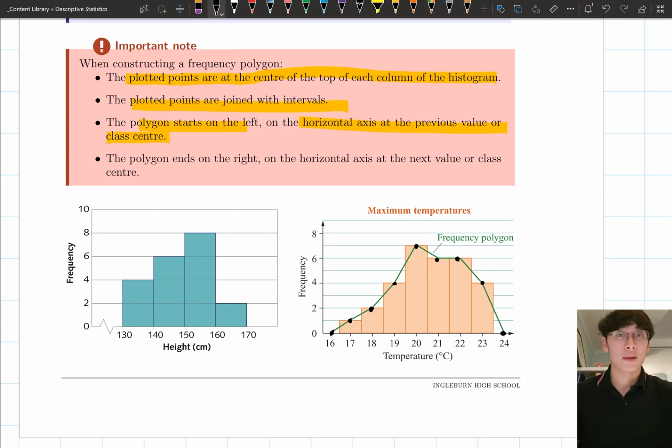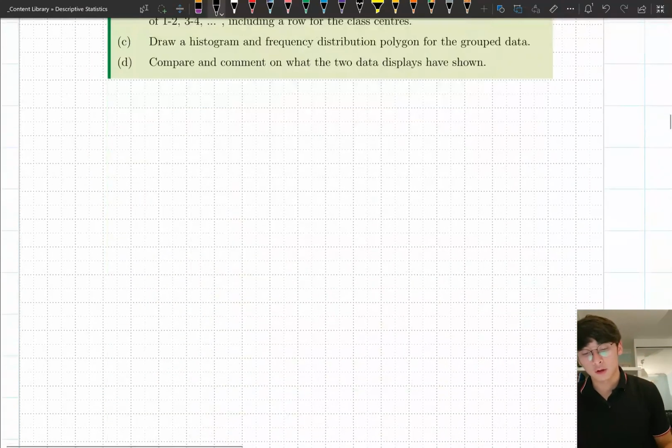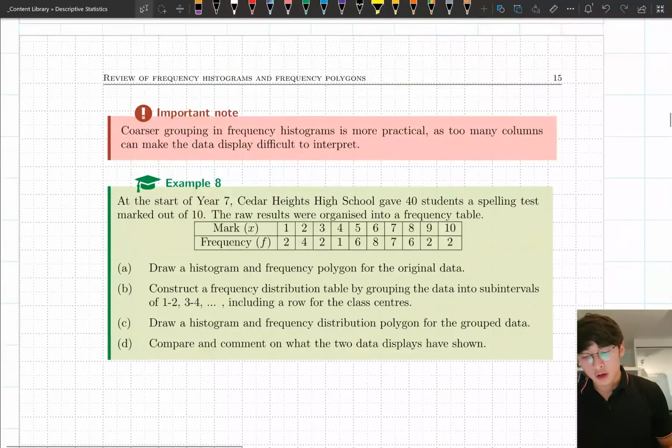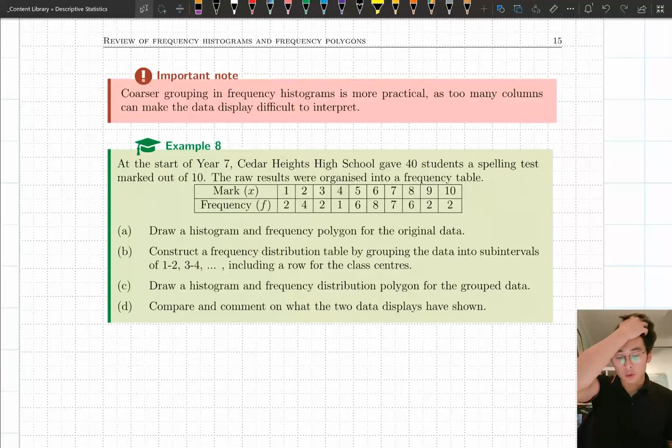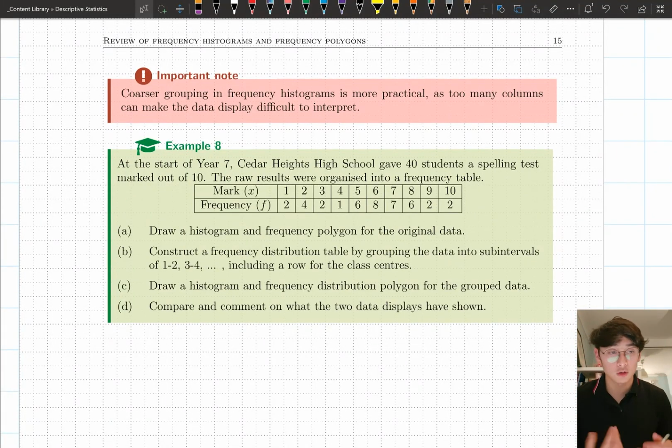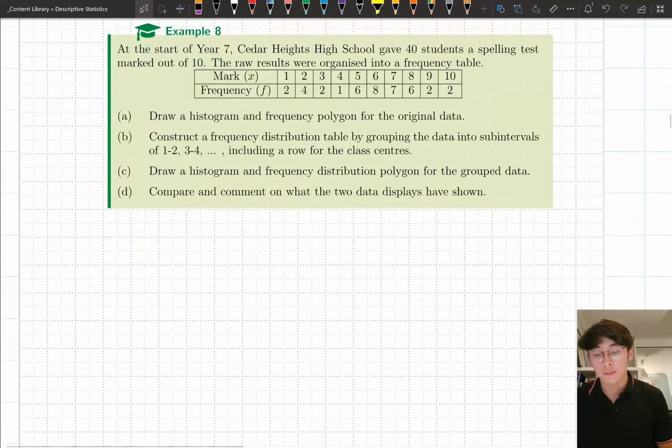So what we're going to do over the page is go through an example of creating a histogram and a polygon. Important note: coarser groupings in frequency histograms are more practical, as too many columns make the data display difficult to interpret. Okay, so let's have a look at this example.